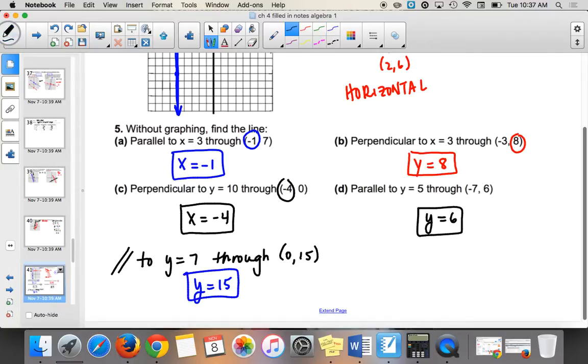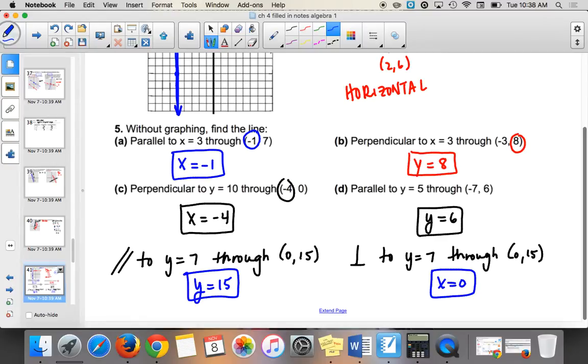But if it said perpendicular to y equals 7 through 0, 15, perpendicular to a y equals equation would have to be the x equals equation, right? So what's the x value here? 0. So it'd be x equals 0. Now do we get it? All right, we'll let it simmer. Give it a few minutes. You'll be like, oh.